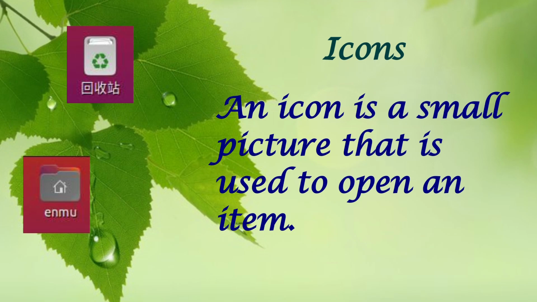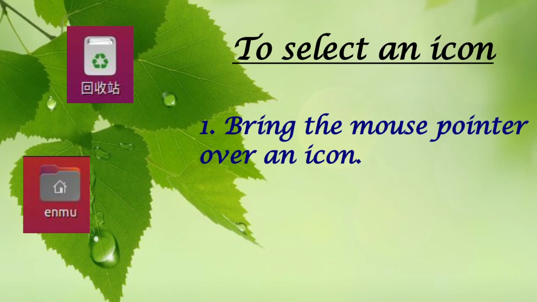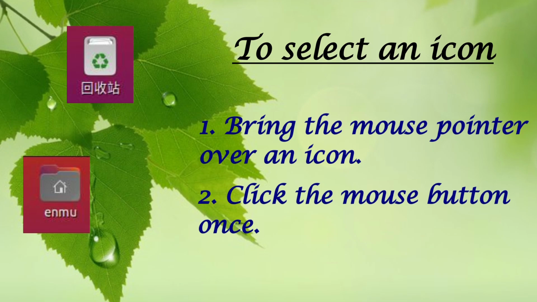How can we select or deselect an icon? In the textbook, we can see the steps. To select an icon, there are two steps. First, bring the mouse pointer over an icon. Second, click the left mouse button once. Then what will happen? The color of the icon changes. It means that the icon is selected.